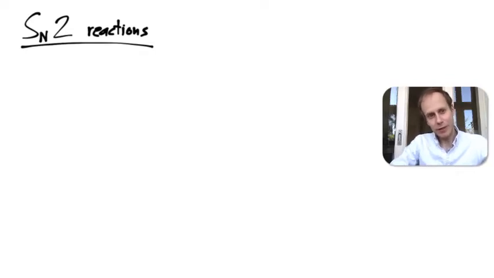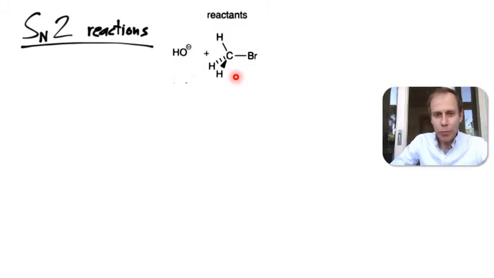And the first one that I would like to discuss is an SN2 reaction. And here we have a nucleophile, a hydroxide ion, attacking a bromocarbon. So for SN2 reactions, these electrophiles can be any halogenoalkane. In this case it's a bromine, it could also be a chlorine.